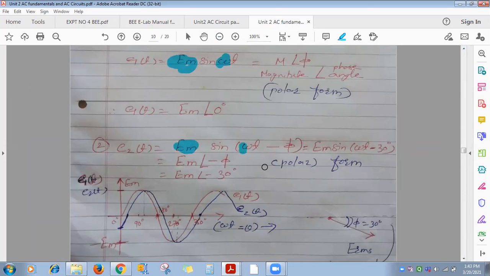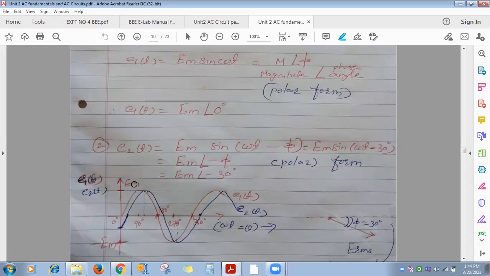Only what is the case? There is a phase difference of 30 degree. Now E2t has minus 30 degree. It means E2t lags E1 by an angle of 30 degree. Whenever I say E2 lags E1 by 30 degree, it means the phase difference between both of them is 30 degree. Whenever the phase difference between two waveforms is 30 degree, the phase difference between their first positive peaks is also 30 degree. The phase difference between their first negative peaks is also 30 degree, and so on.